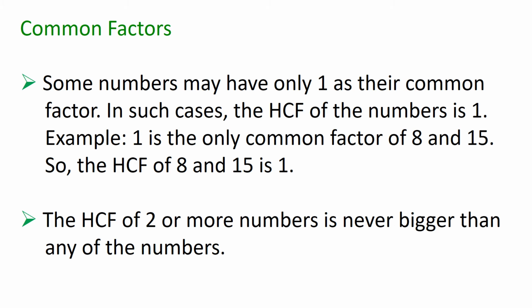Some numbers may have only 1 as their common factor. In such cases, the HCF of the numbers is 1. For example, 1 is the only common factor of 8 and 15. So, the HCF of 8 and 15 is 1. Next, the HCF of 2 or more numbers is never bigger than any of the numbers.